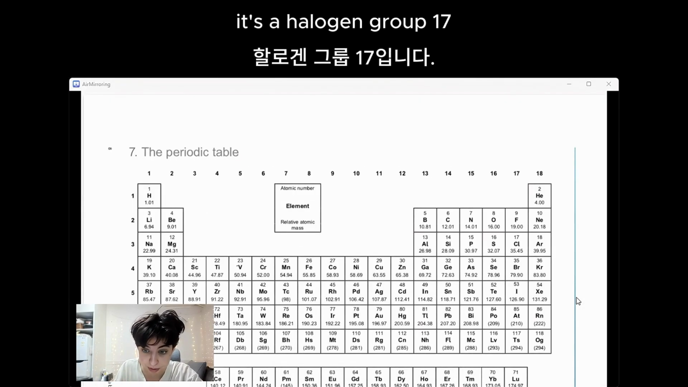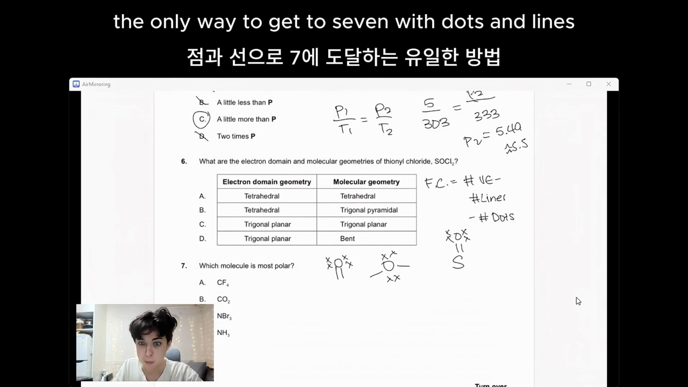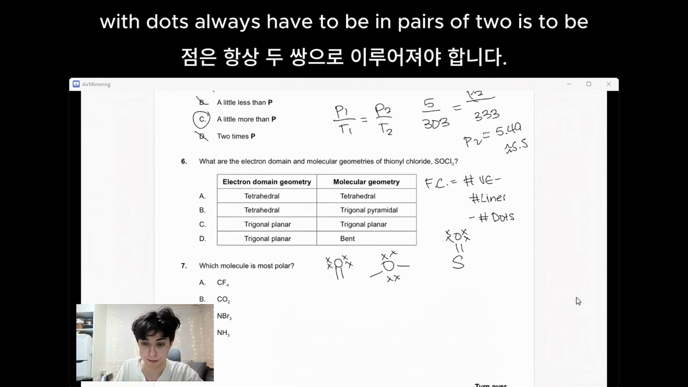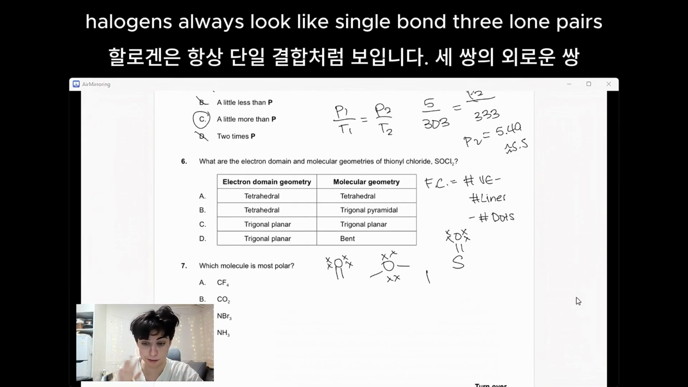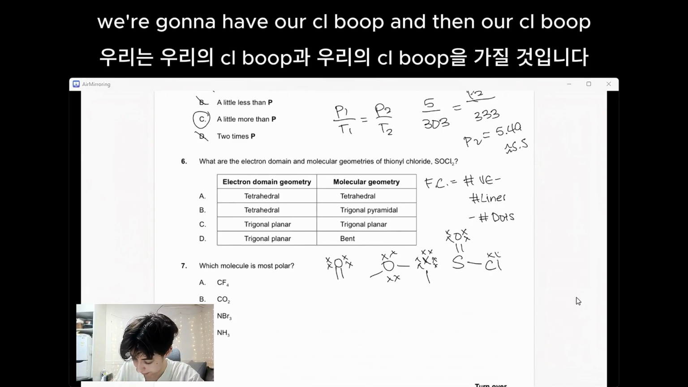Chlorine is in group 17. It's a halogen. And so it wants 7 things. Mathematically, the only way to get to 7 with dots and lines, with dots always having to be in pairs of 2, is, and this is true for any halogen, halogens always look like a single bond and 3 lone pairs. Don't even have to think about it. So with our sulfur, we're going to have our Cl, and then our other Cl.